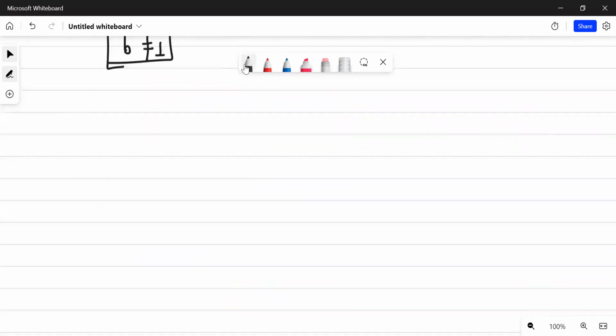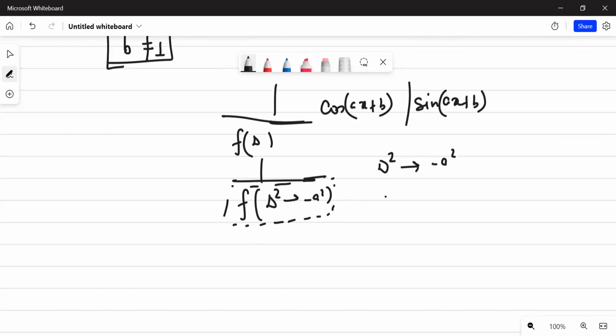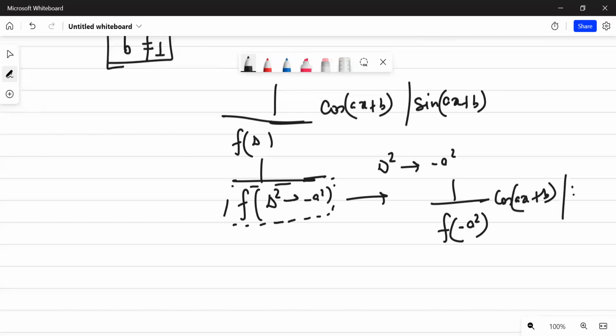Whenever there was a case of cos(ax plus b) or sin(ax plus b) and we wanted to find the particular integral, the methodology was to replace D square by minus a square. Is that clear? So instead of D square I have to replace by minus a square. If this term is non-zero, what is the particular integral then? Then the particular integral will be cos(ax plus b) or sin(ax plus b) divided by f of minus a square. This will be the particular integral.